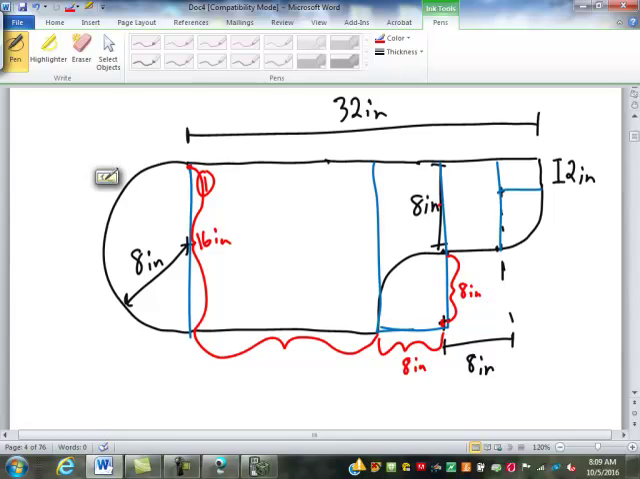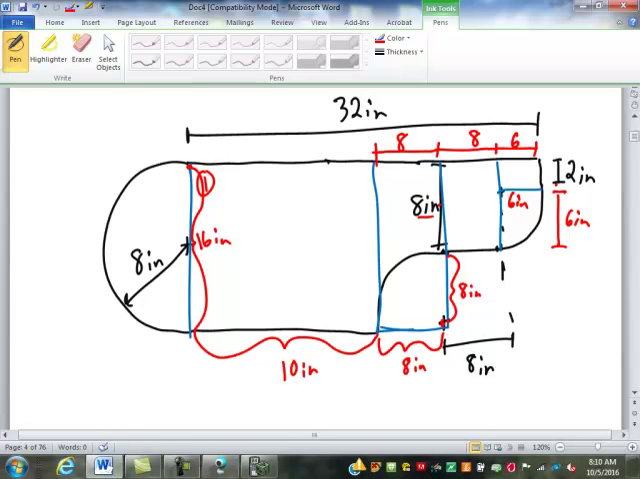If this is 2 inches here, what's this have to be here? If that's 8, this has to be 6, which means this has to be 6. So we've got 6, 8, and this one's already given as 8. So that adds up to 22. This has to be 10. Obviously not drawn to scale.